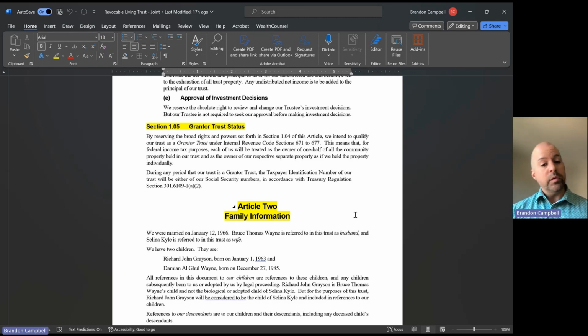And then at that point, the trust is going to change once it becomes irrevocable. Then the trust will have its own tax identification number and it's going to essentially take over responsibility for our taxes after we're gone.